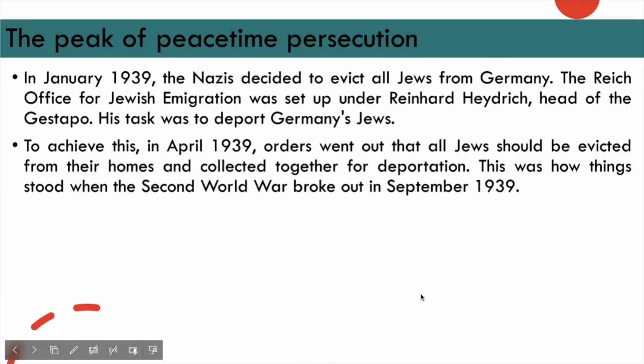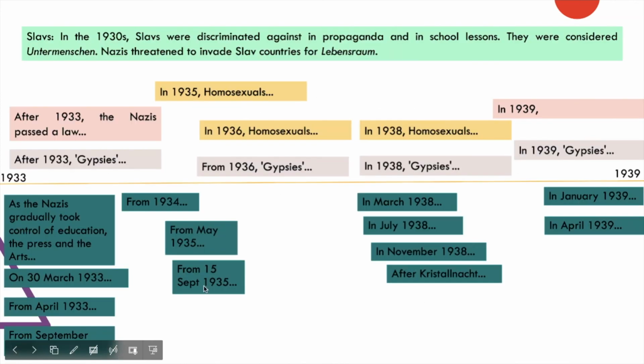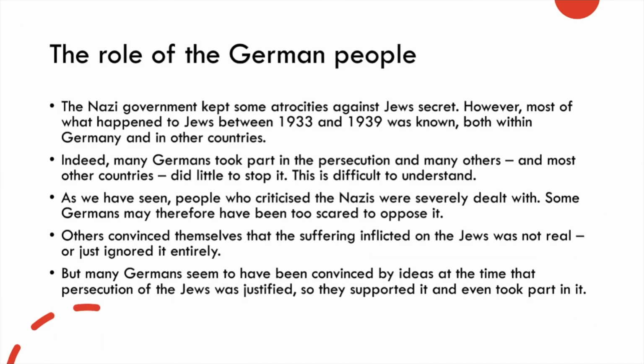Again, you may wish to go back and work out what you're going to plot on your timeline to track the persecution of Jews. The Nazi government kept atrocities against Jews secret. However, most of what happened to Jews between 1933 and 1939 was known, both within Germany and in other countries. Indeed, many Germans took part in the persecution, and many others, and most other countries, did little to stop it.